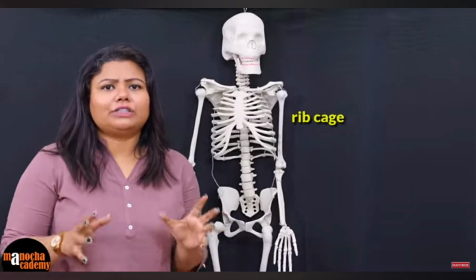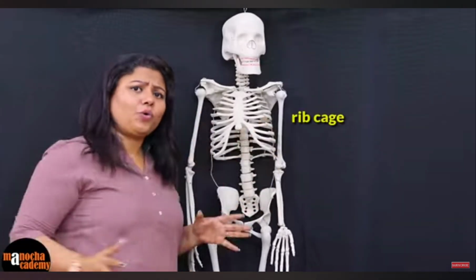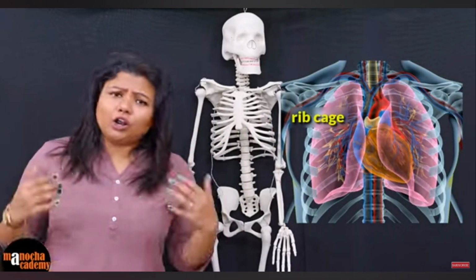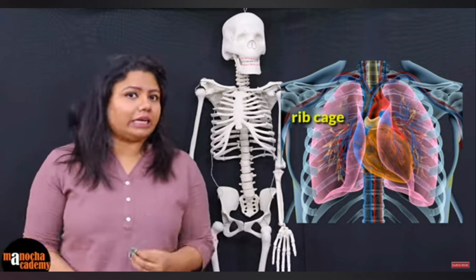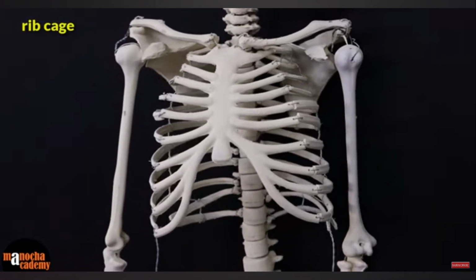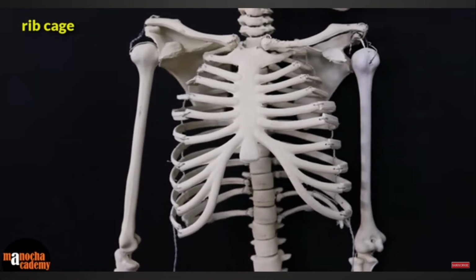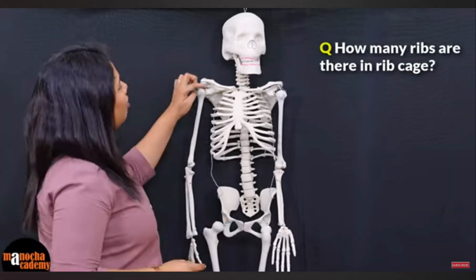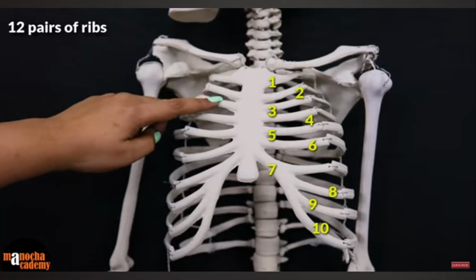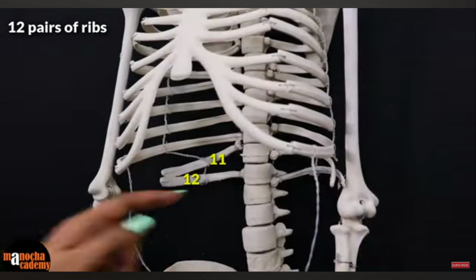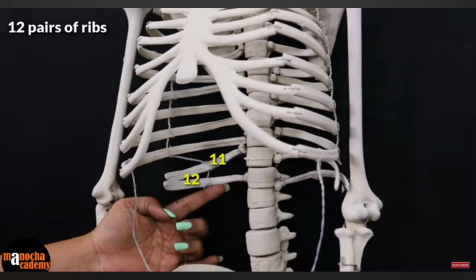Now let us have a look at the rib cage. The rib cage, as you know, is the structure that houses the heart and the lungs and provides a lot of protection to these very delicate but extremely important organs in our body. So this is the rib cage, and this rib cage is also essential for you to be able to breathe. So how many ribs are there in the rib cage? If you start counting, there are 1, 2, 3, 4, 5, 6, 7, 8, 9, 10 and 2 here, that is 12 pairs of ribs.